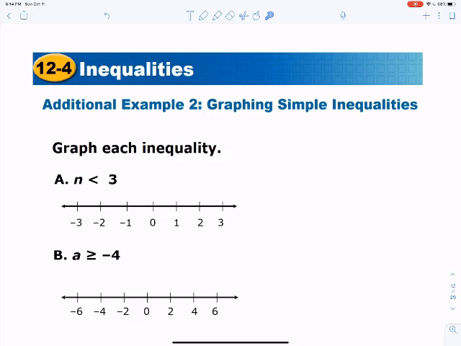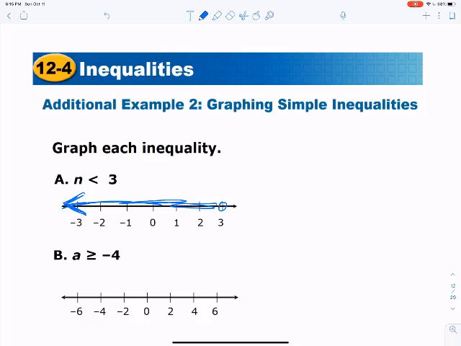Okay, so it says graph each inequality. It says n is less than 3. Well, in order for us to do that, we first have to find 3. Okay, so here is our 3, and I'm going to put a circle on it. Now, it says that n is less than 3, so can it be 3? No, and less than means left of. So I'm going to shade to the left, all the way to the end of the graph, and color in right there on the graph, and then have that 3 be an open circle.